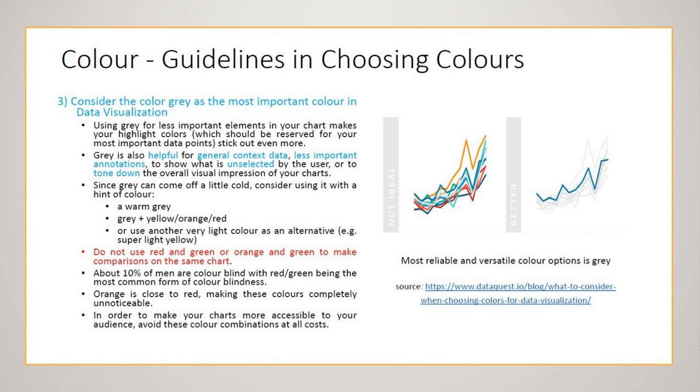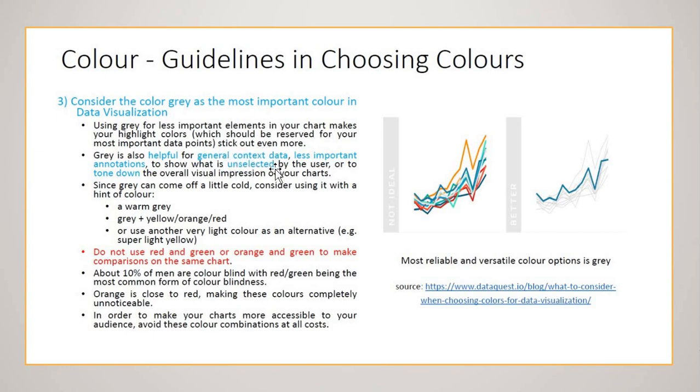Okay, next one, another guideline in choosing colors. Consider the color grey as the most important color in data visualization. Okay, for example you have a timeline like this, with 6, 7, 8 lines. Then you only want to highlight one pattern among those 6, 7, 8 patterns. So you can use only blue for the one that you want to highlight and the rest you use grey. So using grey for less important elements in your chart makes your highlight colours, which should be reserved for your most important data, stick out even more.